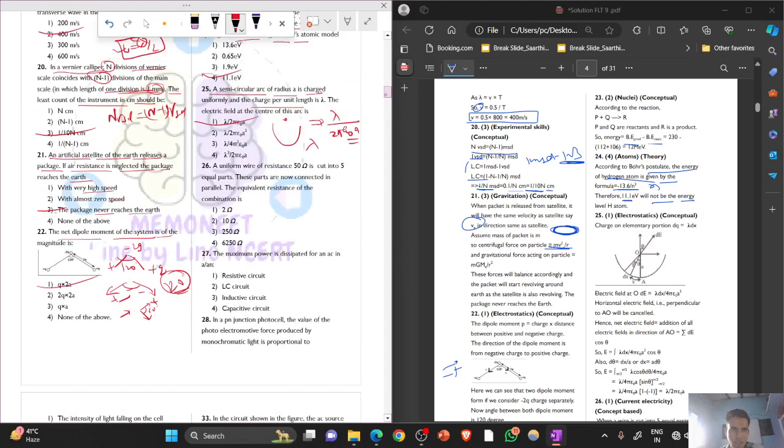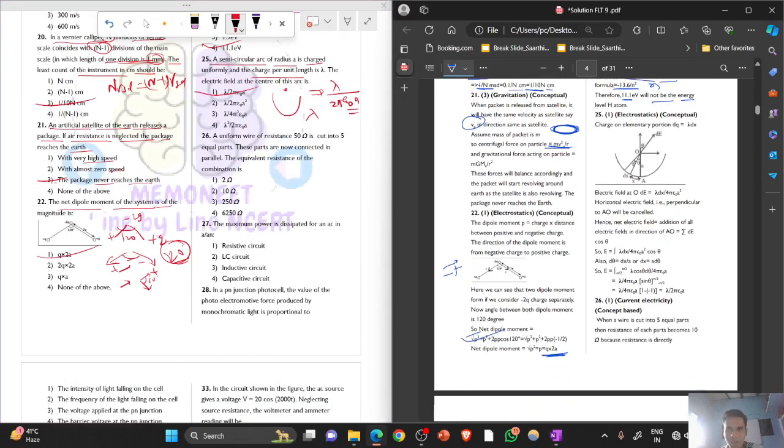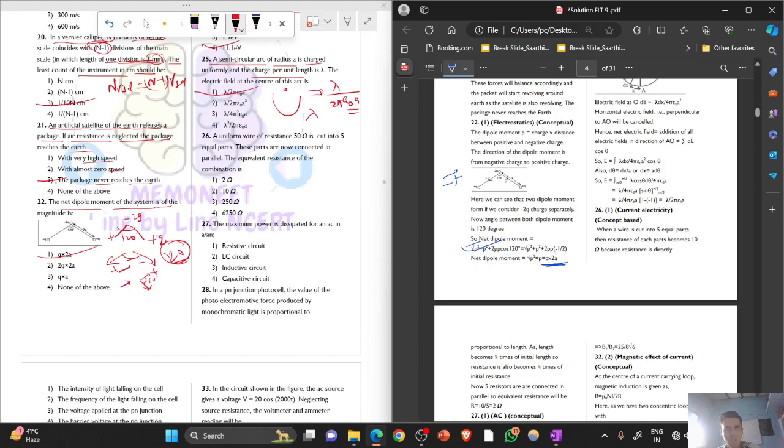This question is already done in your classes, so you must remember these standard formulas also. It will save you a lot of time. Otherwise, you need to do a lot of integration here.